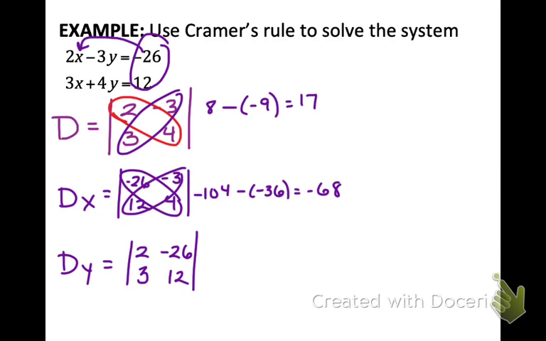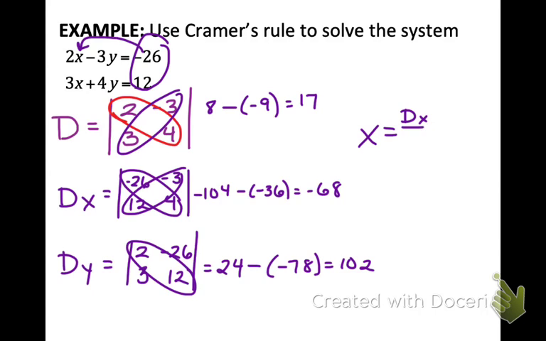All right, so top left first, 2 times 12 is 24, minus 26 times 3 is 78, -78. So 24 plus 78 gets us 102. All right, so now let's find our x. We said that x is equal to the determinant with respect to x divided by the determinant of the coefficient matrix. So -68 divided by 17. Is that -4? Yes.